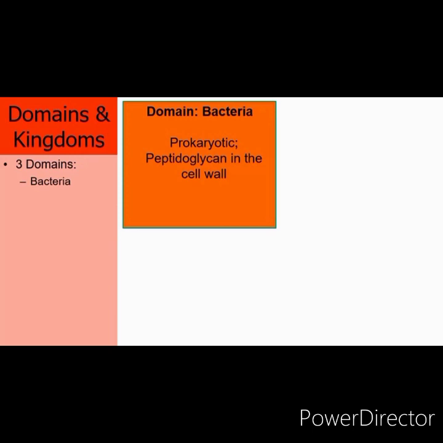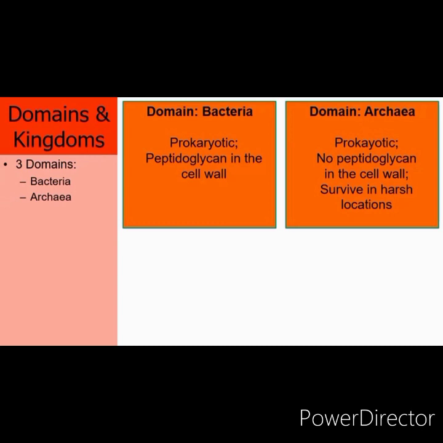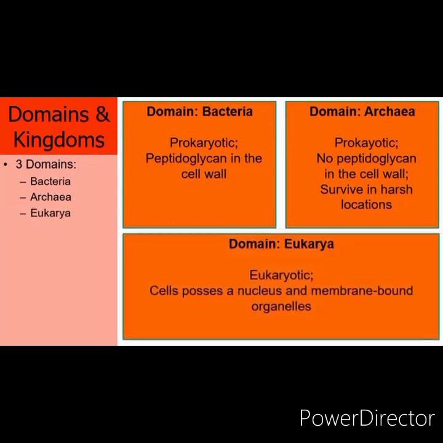And then there's the domain called Archaea. Like bacteria, archaea are also prokaryotic. They lack peptidoglycan in their cell wall. One of their more well-known characteristics is their ability to survive in incredibly harsh locations. I'll mention a few in a moment. And then there's the domain, as I said earlier, called Eukarya. These are eukaryotic organisms. Their cells possess a nucleus and membrane-bound organelles.